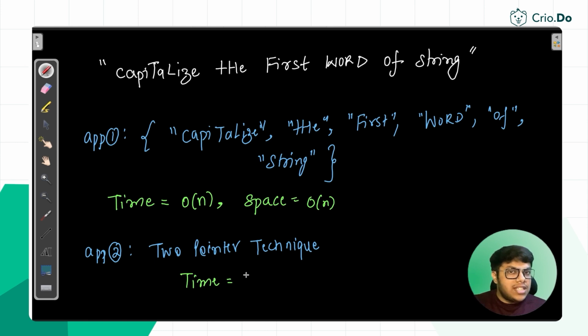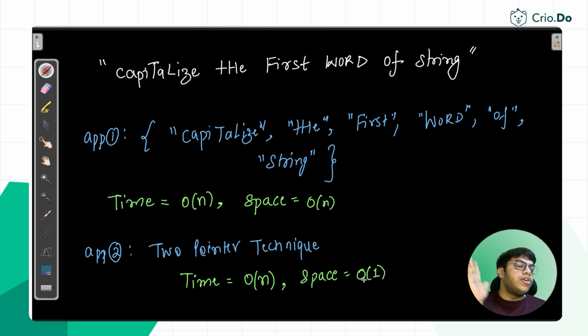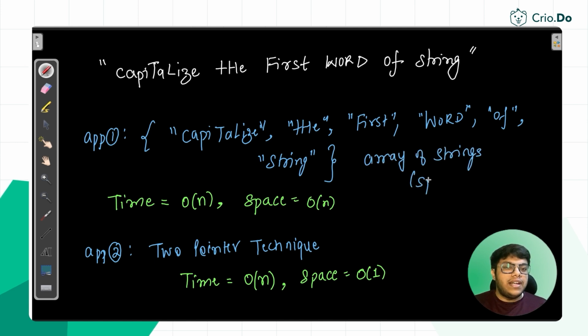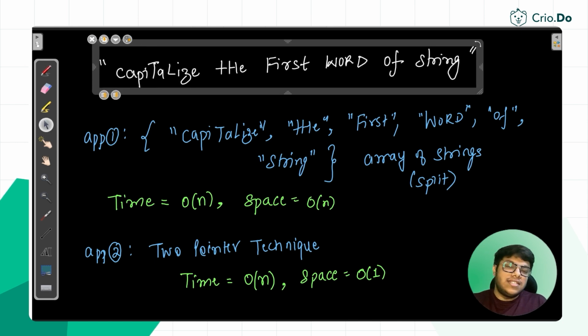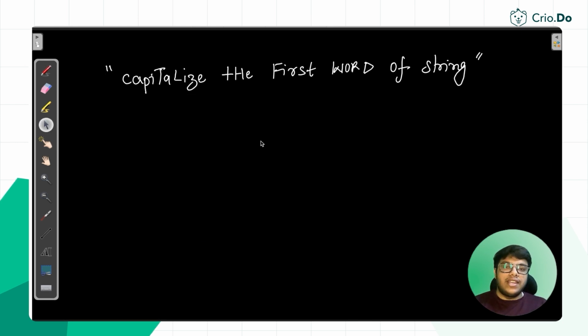Time is going to still remain linear only, although there will be two pointers. And what about space complexity? The space complexity will become constant. There will be no extra space required. Why? Because I will not be taking any string or array. So the first approach was an array of strings, or you can say using the split. I will be splitting the original string on the basis of spaces, but the second approach will be the two pointer technique. So let's now copy this original string and do a try run using the two pointer technique.